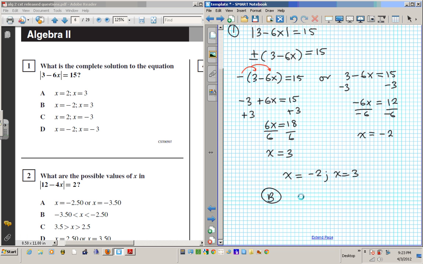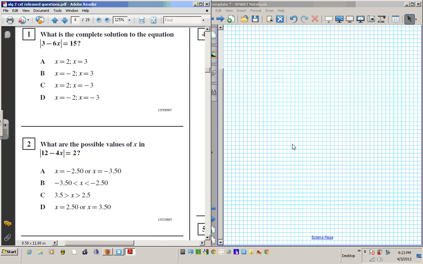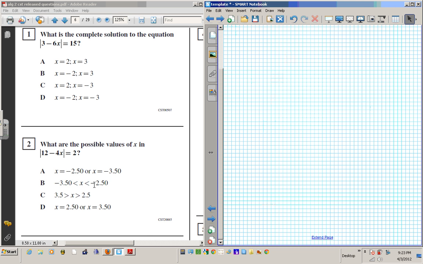All right, let's move on to number 2. Number 2 is the same process, but if you look at the options here, we're going to get a fractional result which has been converted to decimal form. It says, what are the possible values of x in the equation absolute value of 12 minus 4x equals 2. So for this one, replace the absolute value quantity with plus or minus 12 minus 4x equals 2. Just like we did before, absolute value means distance from 0 on the number line to the left minus, or to the right plus. Okay? So we're going to split this up.